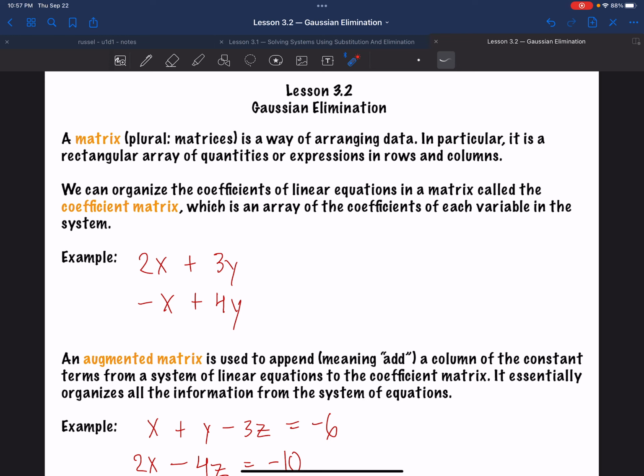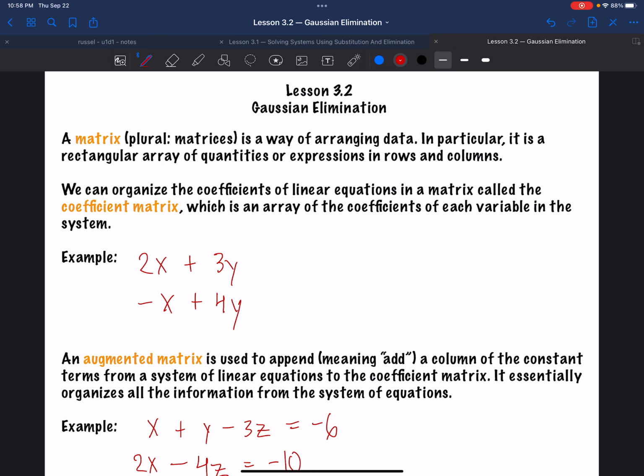Now, we're talking about system of equations. So if I have a system of linear equations, I can arrange the coefficients of those equations into a matrix called the coefficient matrix. This coefficient matrix is just an array of the coefficients of each variable in the system. So here's an example. I know I'm using a ton of new vocabulary here, but to show you what this looks like, what does a matrix look like?